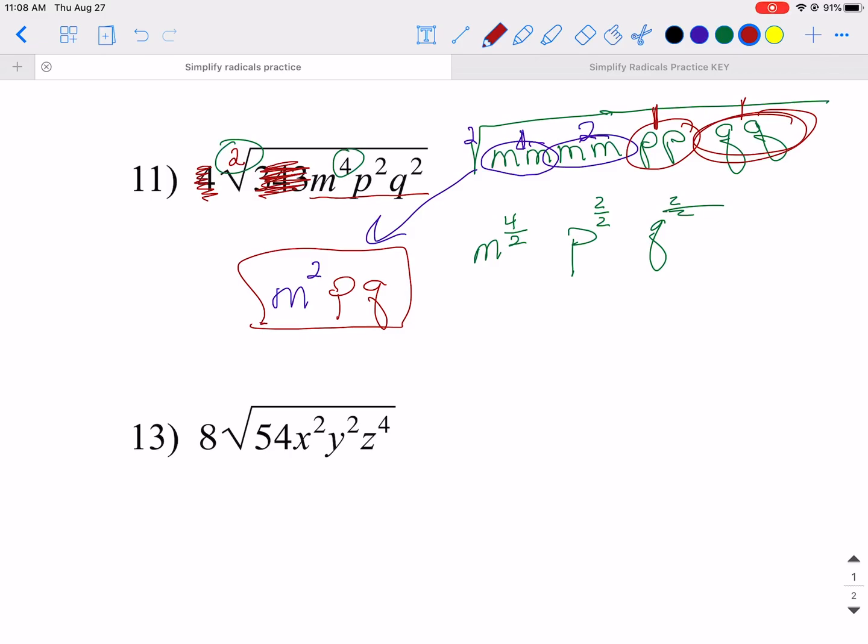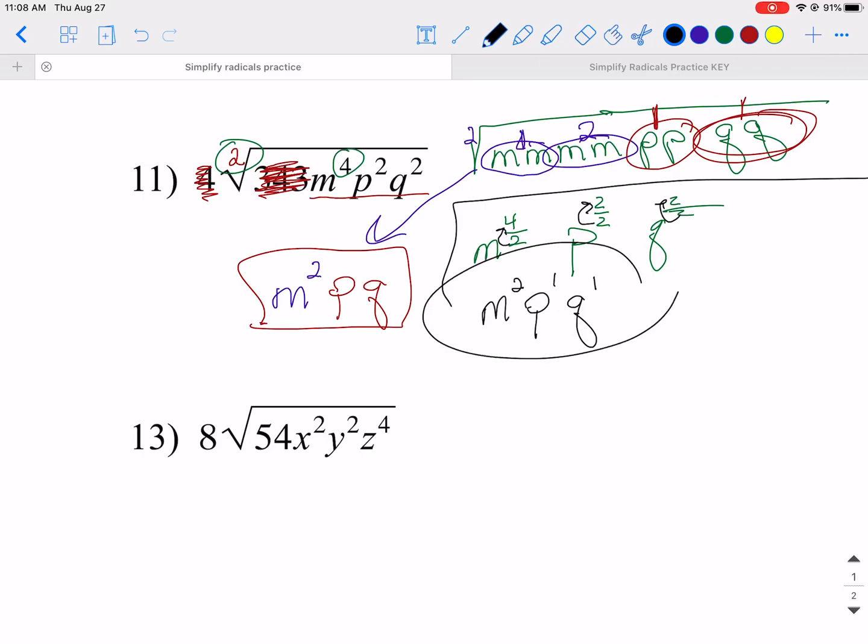To do it the other way, using your exponent fractions, there we go. You ask yourself, how many times does 2 go into 4? You say 2, so 2 m's are going to come out. For the p, how many times does 2 go into 2? 1. And remember, I don't have to have that 1 there, but I'll leave it there for right now. And then my q, 2 divided by 2, how many times does 2 go into 2? 1 time. So again, you get the same answer. So whichever way works best for you, I want you to use that.